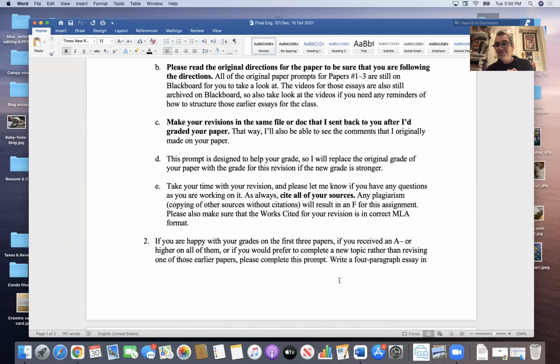This is a question I typically get in the classroom. What if the revision is actually weaker than the original paper? Well, if that's the case, the original paper grade still stands. I don't downgrade the original paper. But that could affect your grade on this final assignment itself. If it's a weaker paper, it still counts towards this last 10% of the grade for the class.